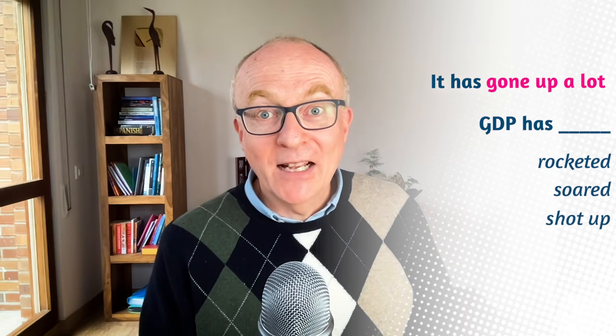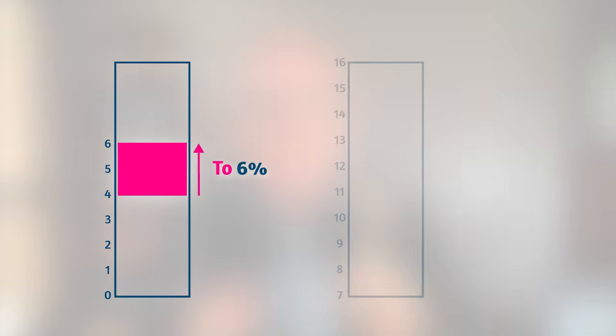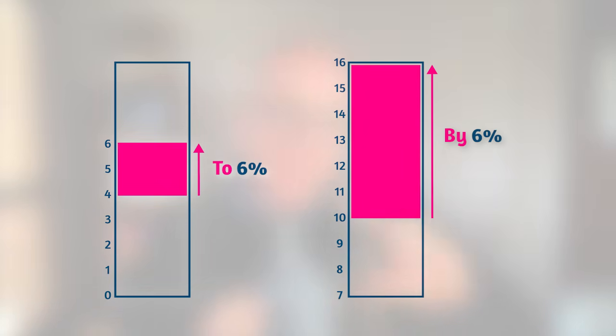If it's gone up a lot, we can say GDP has rocketed to 6%. Or GDP has soared to 6%. GDP has shot up to 6%. Notice as well the difference between to and by. If it's risen to 6%, that's the final percent. If it's risen by 6%, that's the change in the rate.